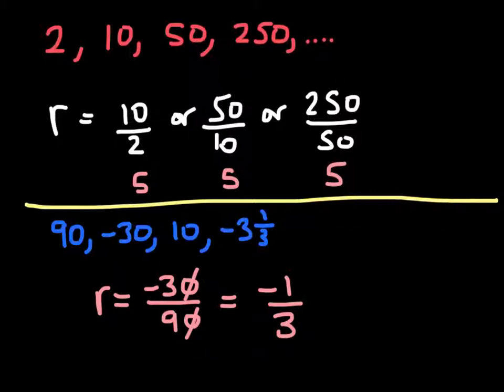If you want to check if it's a geometric sequence, you're going to want to do -30 divided by 90, 10 divided by -30, and -3 1/3 divided by 10, just to check that they're all the same. Okay? If they're not the same, then it's not geometric. If they are the same, then it's geometric, and that's your common ratio.